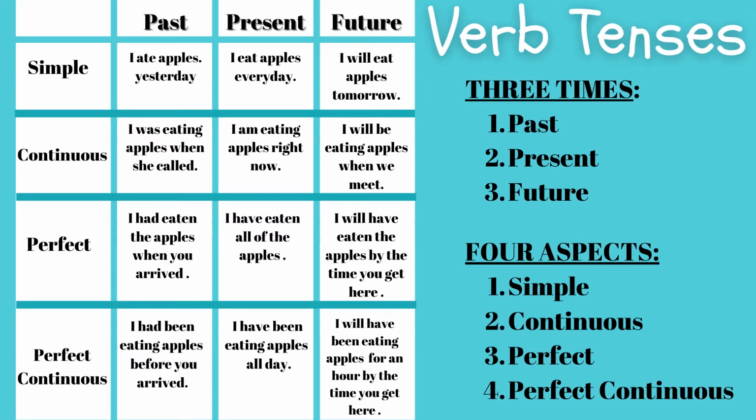Remember, in each lesson, I'll be talking about each time tense differently. So verb tenses come in 3 times: past, present, and future. Each one of these time tenses has 4 aspects, for example, simple, continuous, perfect, and perfect continuous. Take a look at example sentences for each of these time tenses and the aspects.